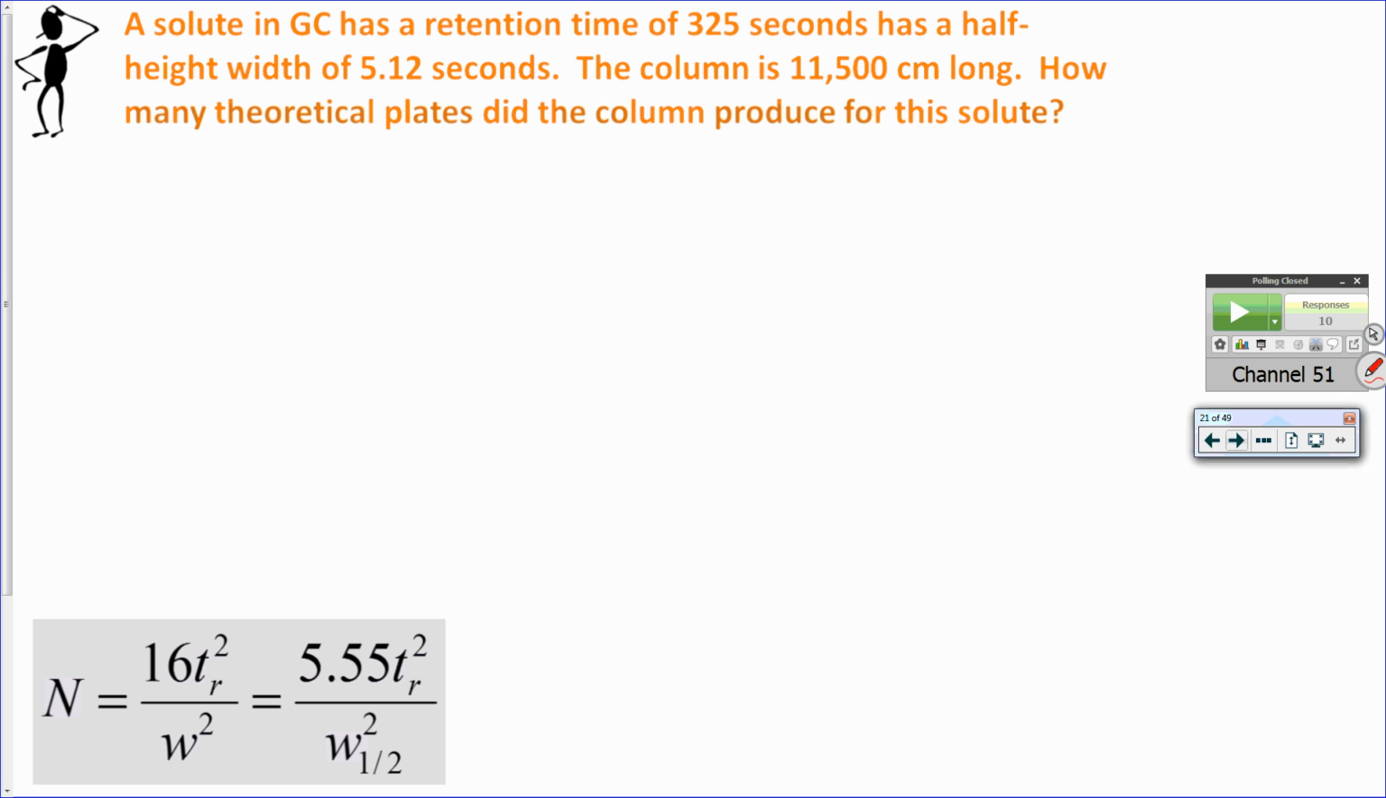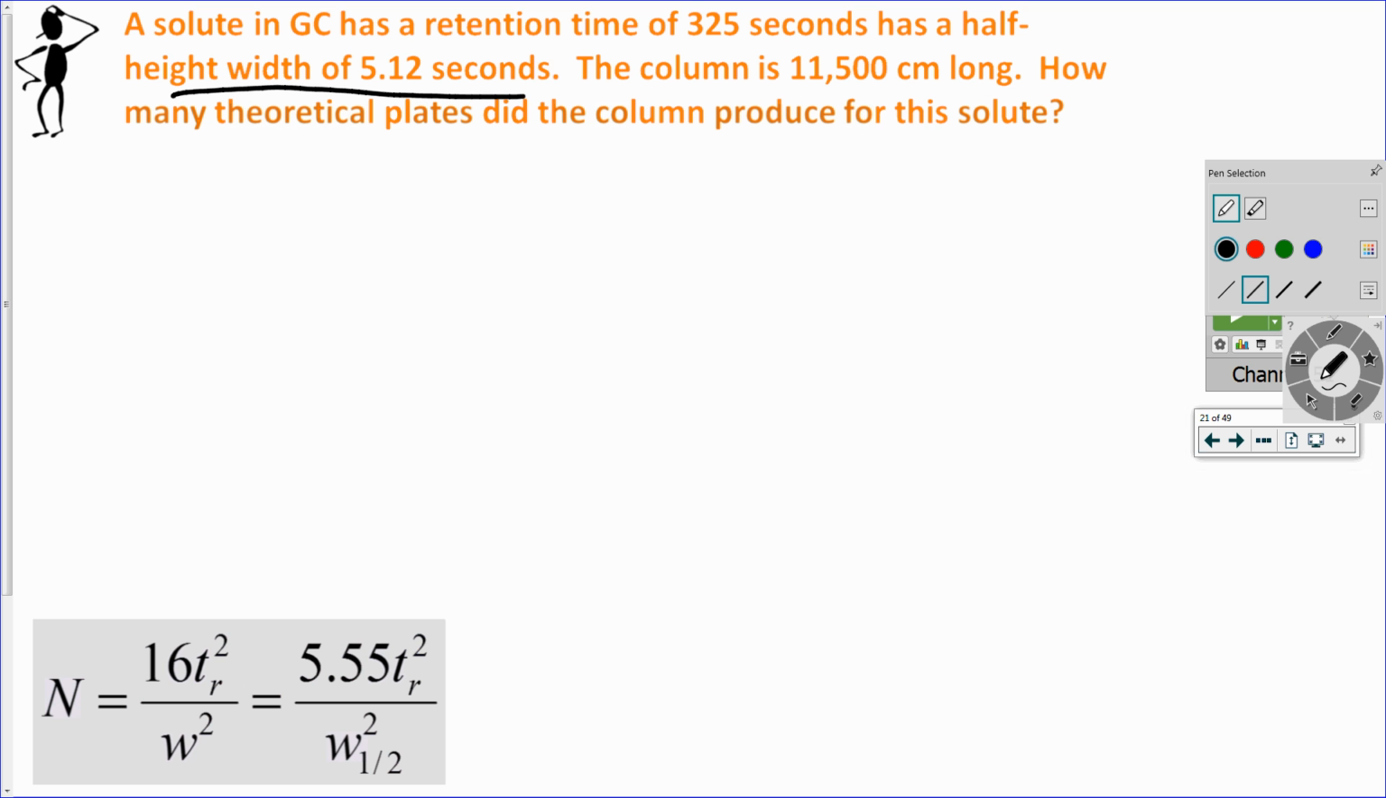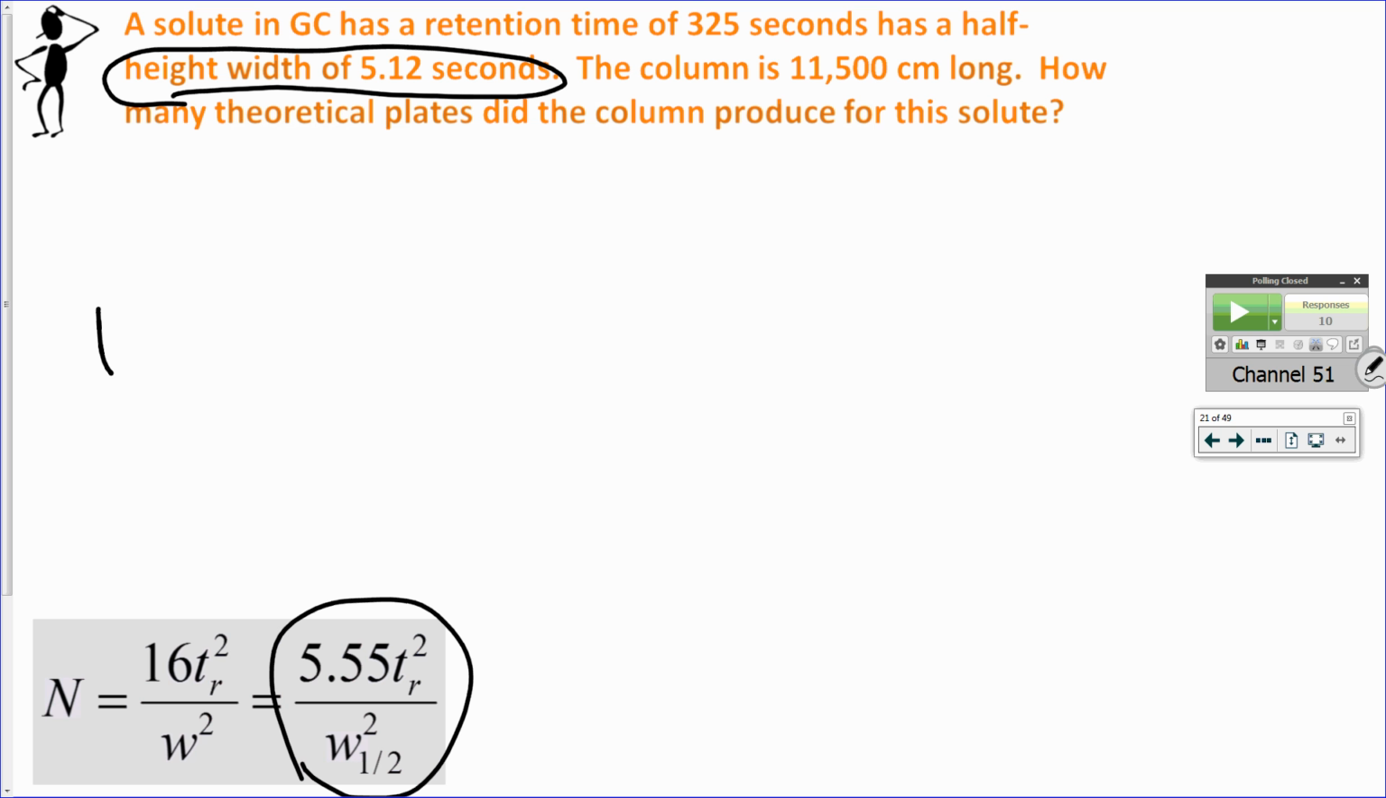All right, so I'll show you how to do a plate calculation. So in GC, you've got something that elutes in 325 seconds. The half width height is 5.12 seconds. Tells me the length of the column, how many theoretical plates did this column produce. So you just have to know the equation to pick up. I tell you the width at half height. So that's the one that we're going to use. So I need to use this in the equation.